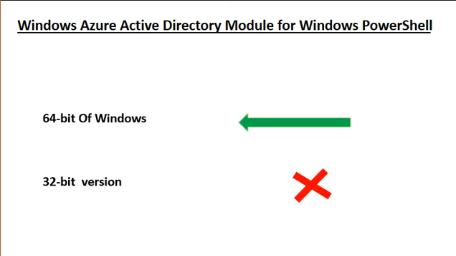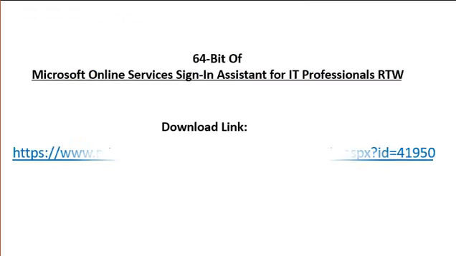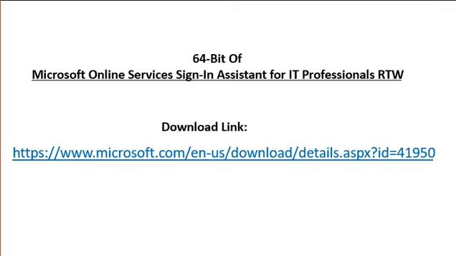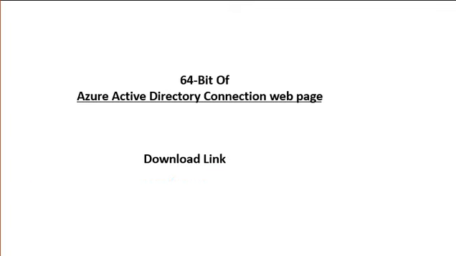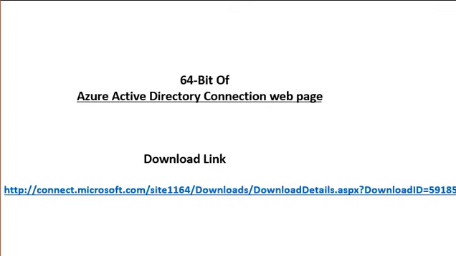The Windows Azure Active Directory module for Windows PowerShell was discontinued in October 2014. Install the 64-bit version of the Microsoft Online Services Sign-in Assistant for IT Professionals RTW. The download link is mentioned below. Next, install the 64-bit version of the Windows Azure Active Directory module for Windows PowerShell by opening the Azure Active Directory connection web page using the link mentioned.